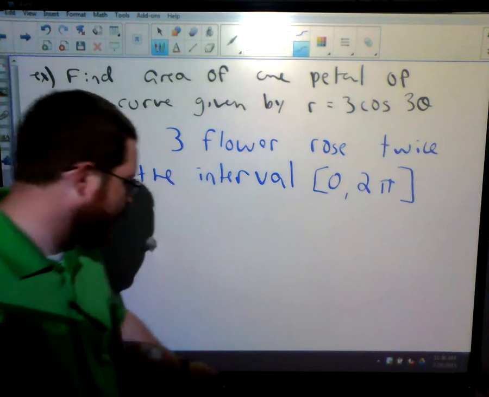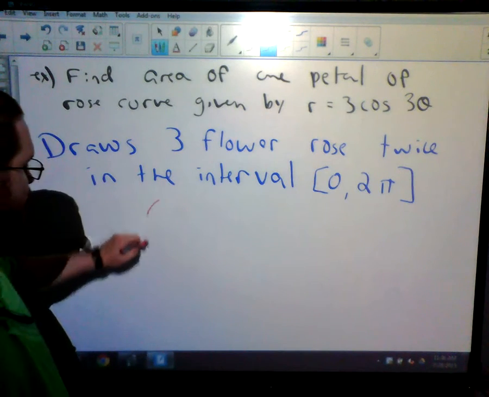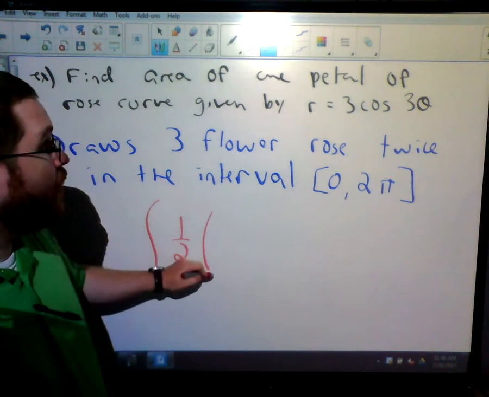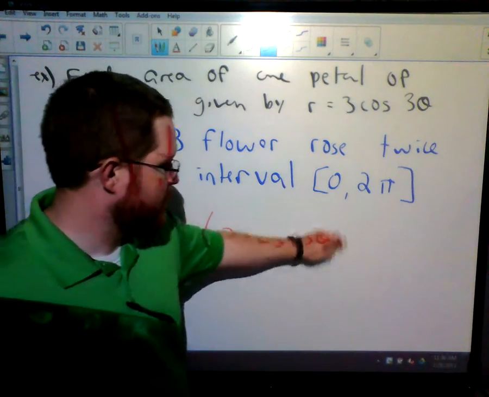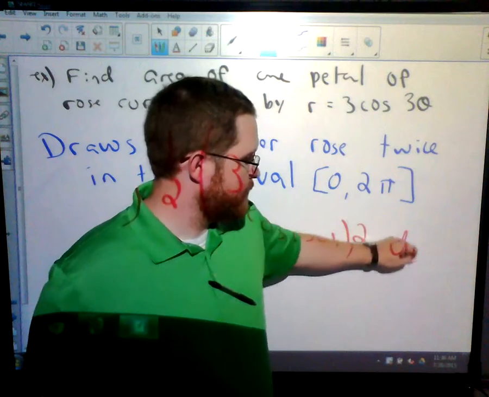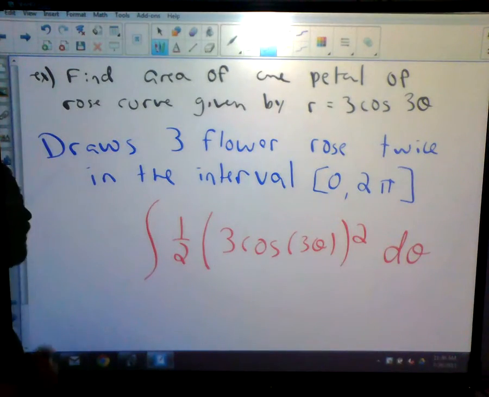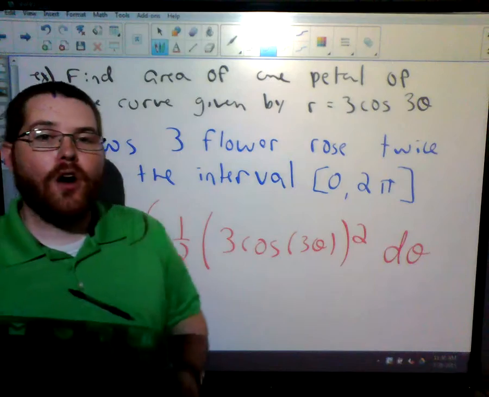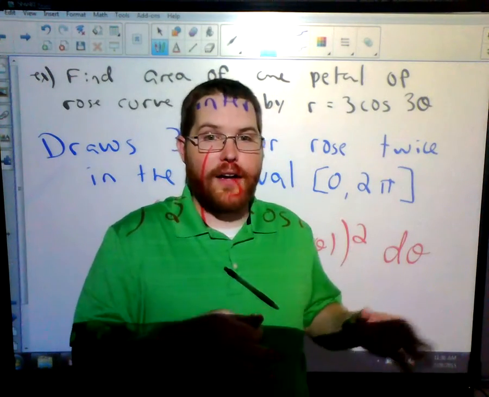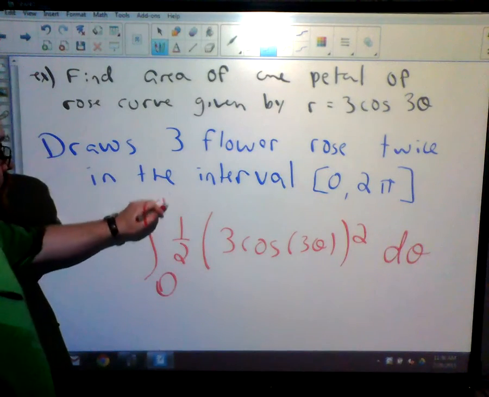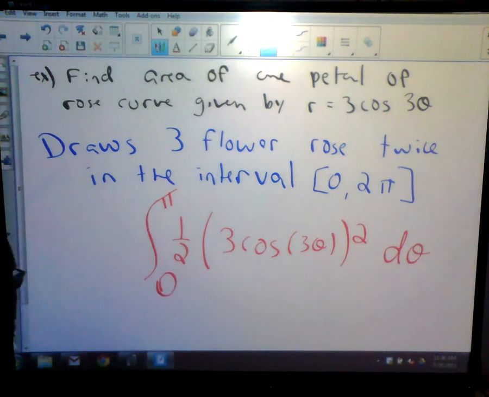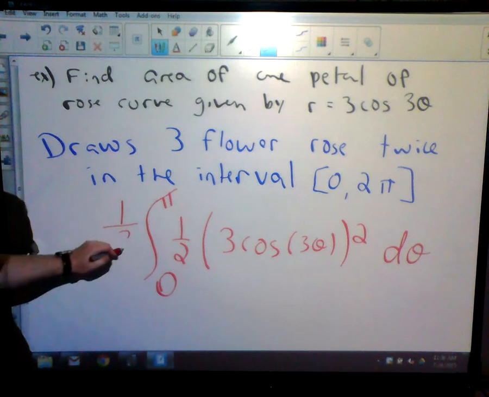So how would I find the area of the rose? The area of the rose is going to be 1/2 the integral of r squared d theta. But from where to where? Well, if it goes all the way around twice in 2 pi, how long does it take to go around once? 1 pi. So this will give me the area of the entire rose. But I don't want the area of the entire rose. I want the area of 1 petal of the rose. If it's 3 petals and I want the area of 1 petal, I'll multiply by 1/3.